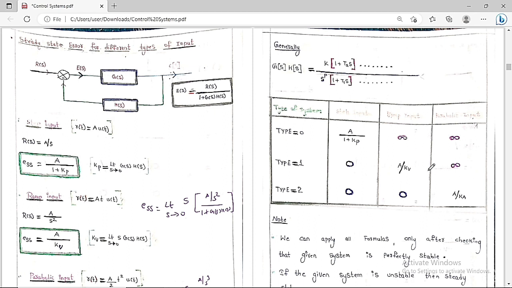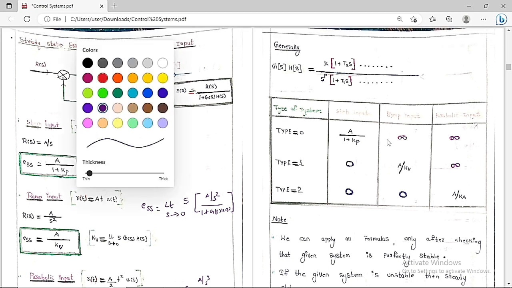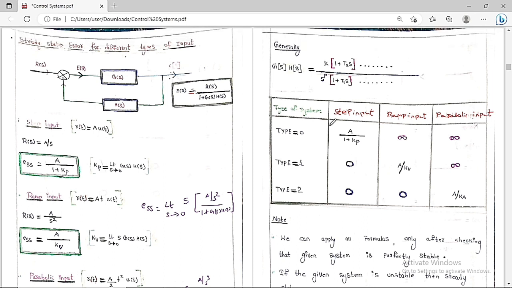So these things you always have to keep in your mind. If you remember this table, we can solve these questions in a fraction of a second. Let me write these parts somewhat clearer so that we can easily view them. So this is the step input, this is the ramp input, and this is the parabolic input. So now I think you are able to see it very clearly.